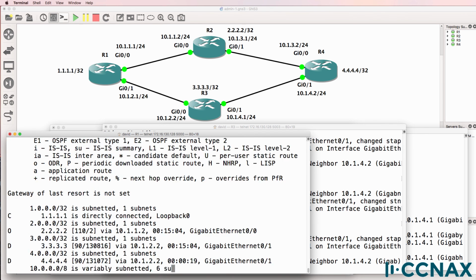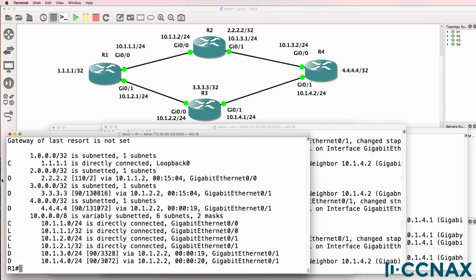So because both EIGRP and OSPF are advertising the same network, there's a conflict, and only one entry can be put into the routing table. Because EIGRP has a lower administrative distance than OSPF, EIGRP by default has an admin distance of 90 for internal EIGRP routes. OSPF has an admin distance of 110, and because of that, EIGRP was chosen.